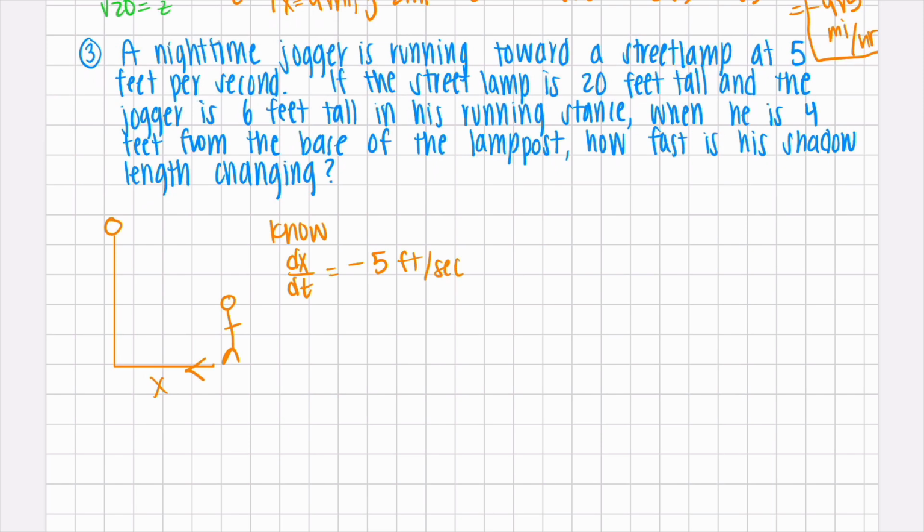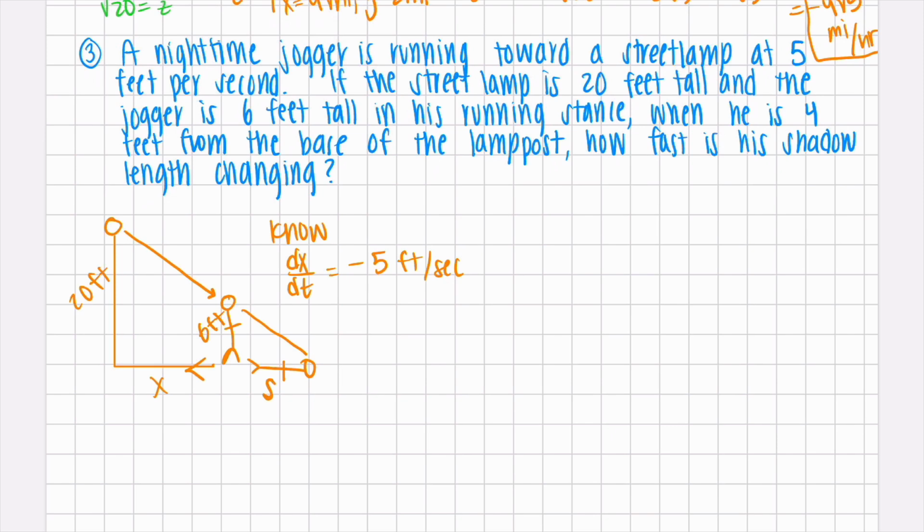The street lamp is 20 feet tall, and that doesn't change, so I'm going to label that on my picture. That's going to be 20 feet tall every time. The jogger is 6 feet tall in his running stance. When he is 4 feet from the base of the lamppost, how fast is his shadow length changing? So I want you to imagine the street lamp is shining light on the person, and so it's creating a shadow on the ground.